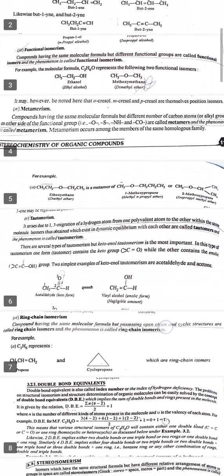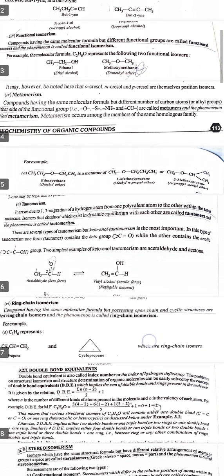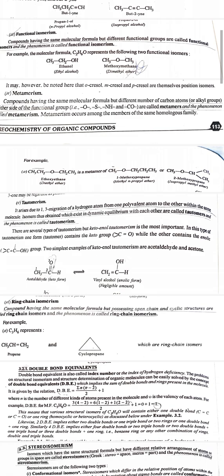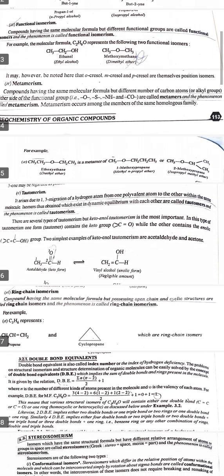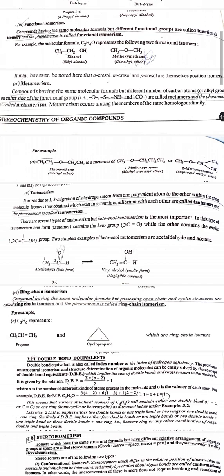Metamerism. Compounds having the same molecular formula but different numbers of carbon atoms on either side of the functional group are called metamers, and the phenomenon is called metamerism. Metamerism occurs among members of the same homologous family. For example, ethoxyethane is a metamer of 1-methoxypropane and 2-methoxypropane.